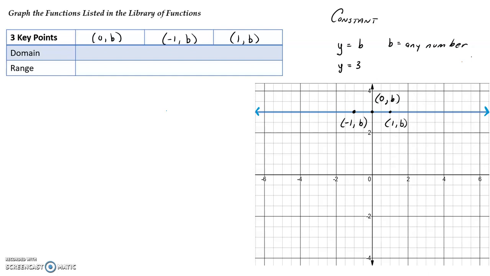Now obviously you can pick a few other points. You can use (2, b) or (3, b) as coordinates as well. You just want to make sure you have at least 3 key points that we can work with on this parent function. And let's go ahead and take a look at the domain. We want to know how far left and right our graph goes. You'll notice the arrows on the end of this graph, so it's going to be going left and right forever. So this graph is going to have a domain from -infinity all the way to +infinity.